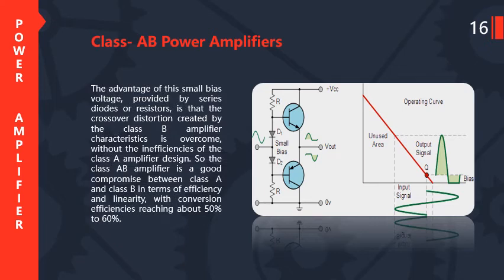The advantage of this small bias voltage provided by series diodes or resistors is that the crossover distortion created by the class B amplifier characteristics is overcome without the inefficiency of the class A amplifier design. So the class AB amplifier is a good compromise between class A and class B in terms of efficiency and linearity, with conversion efficiency reaching about 50 to 60%.